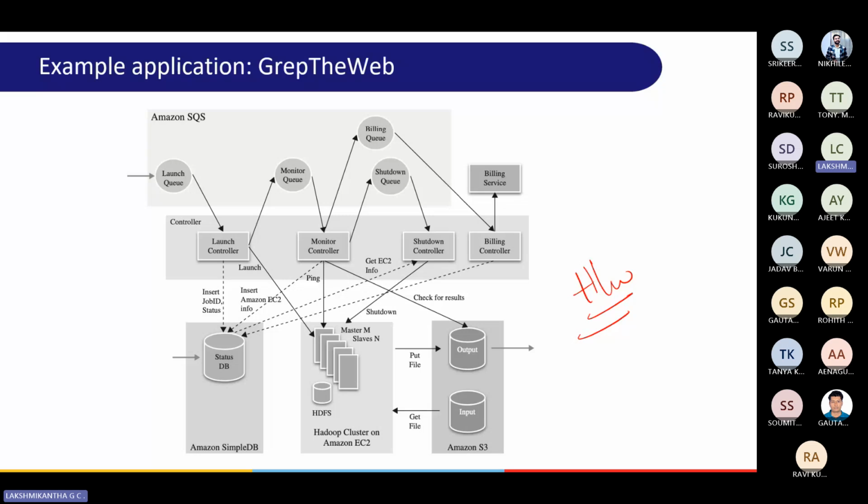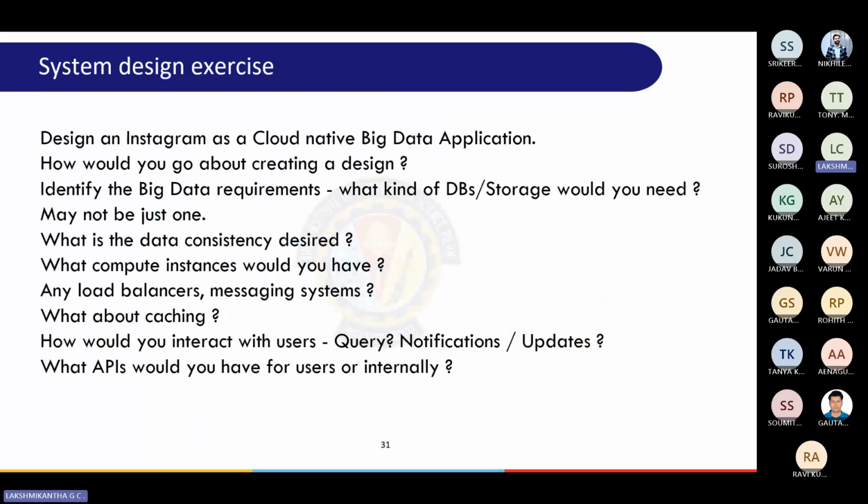Okay, so now let's turn the tables, guys. I have a system design exercise for you. This is again one more homework I'm giving for you all. You just go through this system design exercise. My dear friends, let's put on our solutions architect hats. I'm requesting each and every one of you to put on your solutions architect hats. The challenge is to design an Instagram as a cloud native big data application. This is how you go about creating a design, guys.